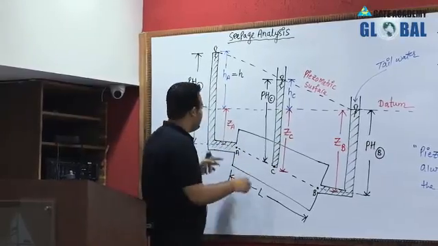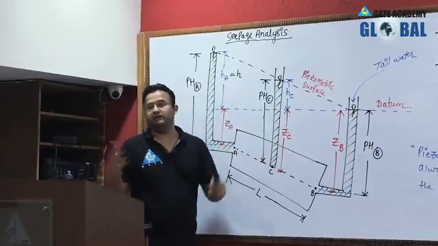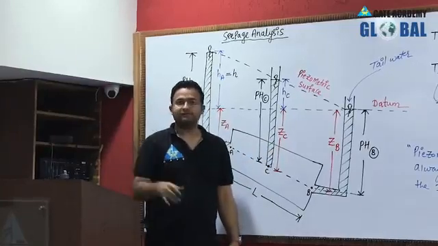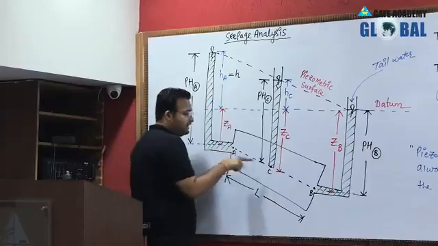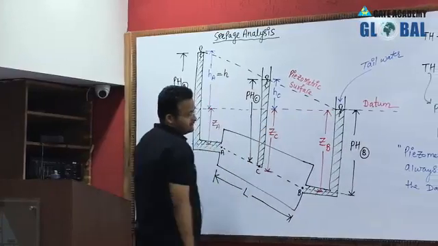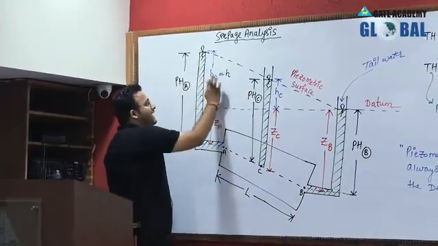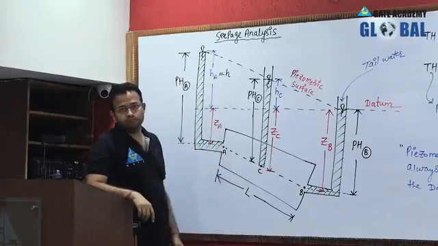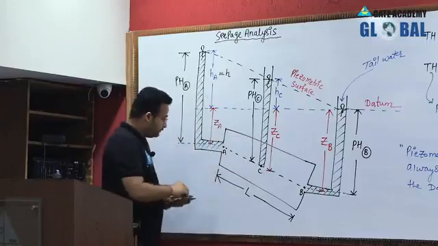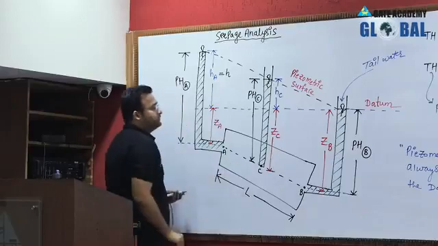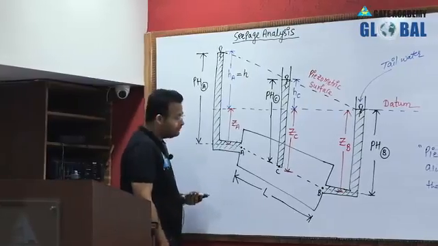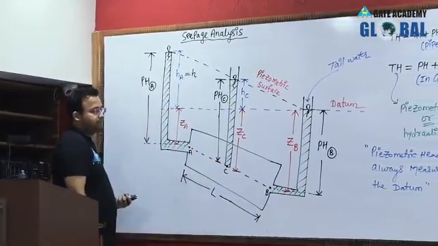Head causing flow means, if we have no head difference between point A and point B, water will not flow, because water always flows from high head to low head. Water will always flow from high head to low head, meaning the water is flowing from A to B, because at A we have higher energy, at B we don't have any energy. So this is the head which is causing the flow. Because of that flow is happening, that's why it is called head causing flow. Clear?